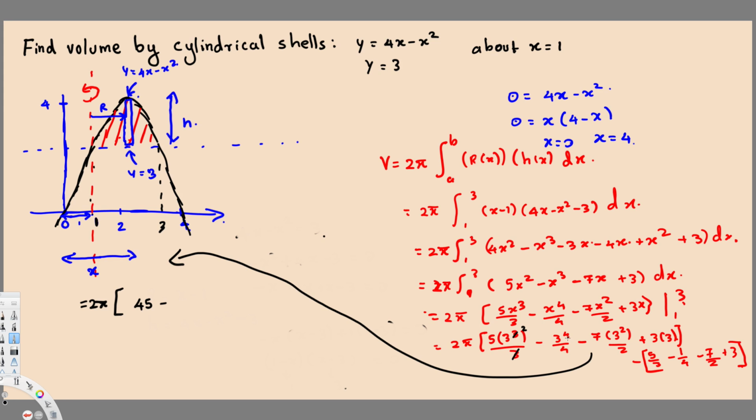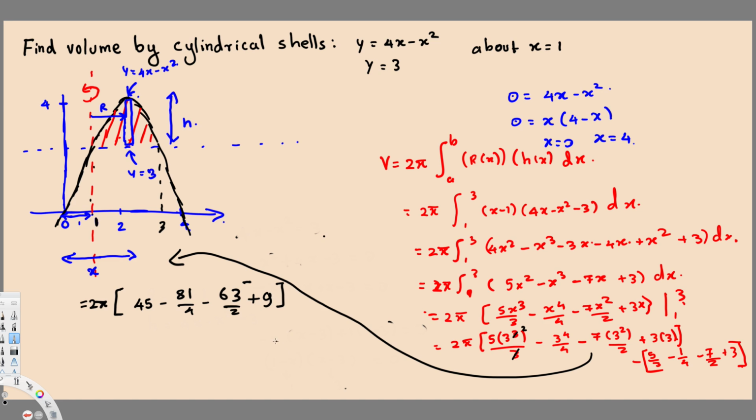3 to the power 4. So we know that 3 to the power 3 is 27. 27 times 3 is going to be 81. So 81 is going to be 3 to the power 4. 81 divided by 4 minus 7 times 9. 9 times 7 is going to be 63, right? 63 divided by 2 times 3 is going to be simply 9.